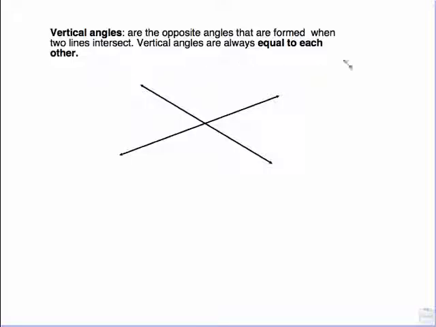Vertical angles have nothing to do with a vertical line. Vertical angles are angles that are formed when two lines intersect. Anytime you draw two intersecting lines, you are creating vertical angles. And actually what you are creating are pairs of vertical angles. This and this makes one pair of vertical angles. This and this makes another pair of vertical angles. And vertical angles are always equal to each other. What I mean by that is the two reds are equal to each other and the two blues are equal to each other. I am not saying the red is equal to the blue. It's the ones that are opposite each other.